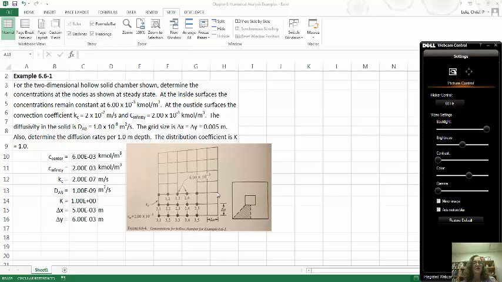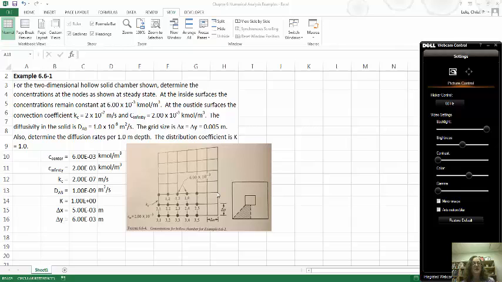At the inside surfaces, the concentration is going to be held constant at 6 times 10 to the minus 3 kilomoles per cubic meter. So maybe it's like a pipe that has flow going through it with that concentration. At the outside surfaces, the convection coefficient is 2 times 10 to the minus 7 meters per second, and the concentration of the surrounding, so C infinity, is 2 times 10 to the minus 3 kilomoles per cubic meter.